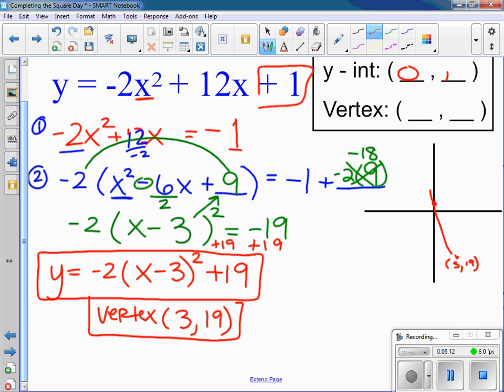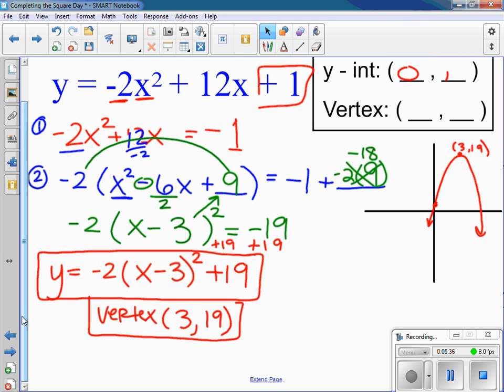And then you just make a nice, uh-oh, I went to negative instead of positive, ignore that. Do you know how I could tell it was bad? Because I know it's supposed to be opening down because of the negative 2. The y-intercept's here, but 3, 19 is up there. And I know that it's supposed to be opening down because of the negative in front. Oops. Oh well. That's not the important piece. The important piece is that we got down to this equation because we want to know the vertex, okay?